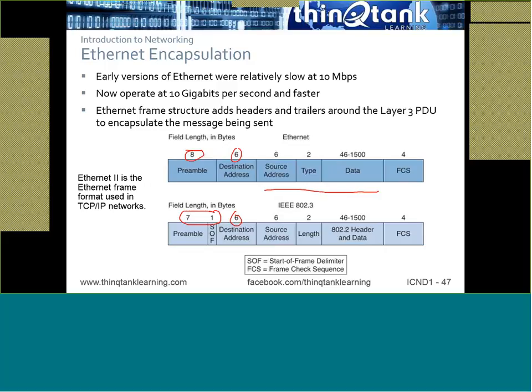The next field is the source MAC address in both formats. And then we see a little bit of a variation. We have a 2-byte type field, or we have a 2-byte length field.